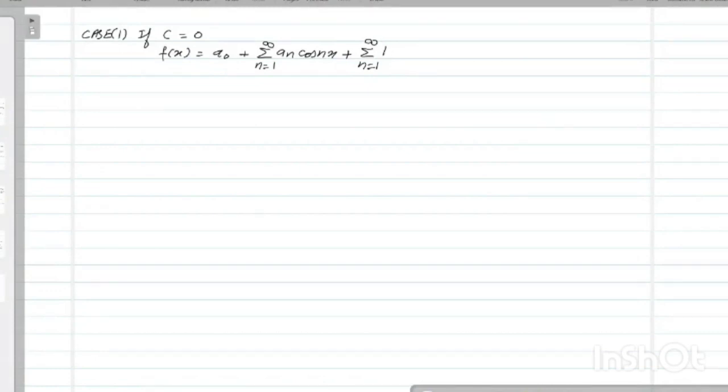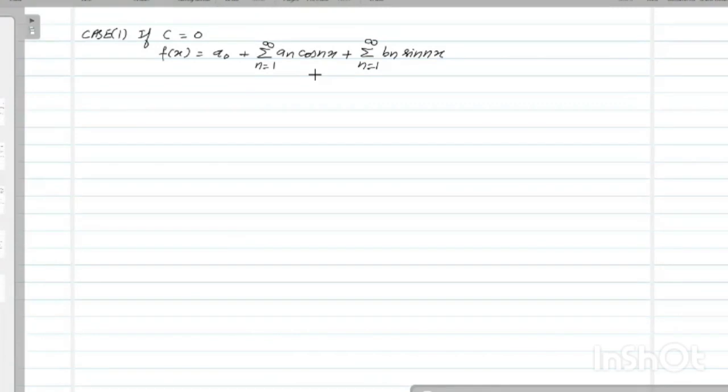Now case number 1. First case, if c equal to 0, then your formula will be what? F of x equal to a naught, same, and summation running from n equal to 1 to infinity a n cos nx plus summation running from n equal to 1 to infinity bn sin nx, same.